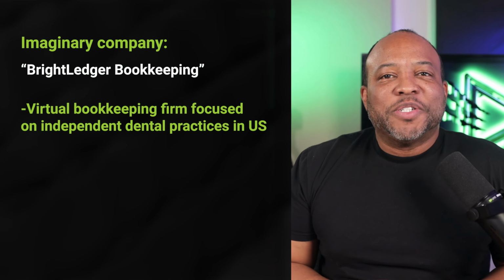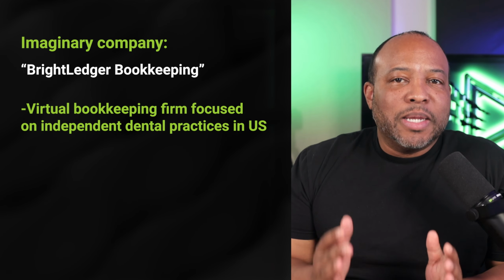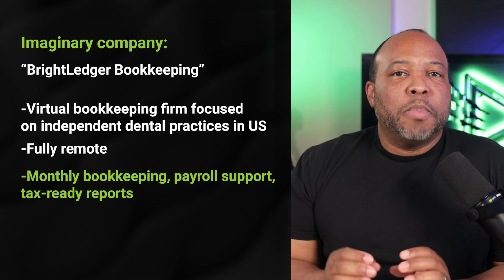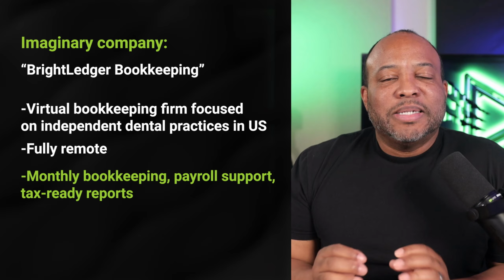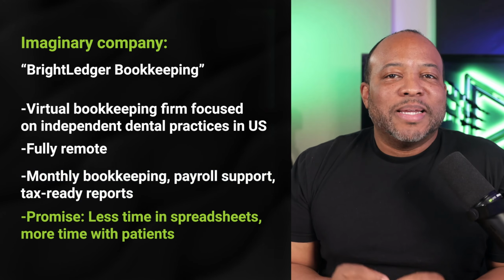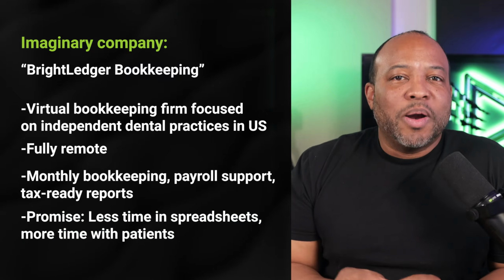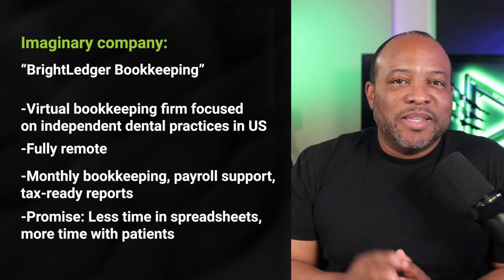To make this simple and easy to follow, we'll use an imaginary company as our example. Once you see the process with our example, you can then plug in your own business and run the same steps. Our imaginary company will be called Bright Ledger Bookkeeping. Bright Ledger is a virtual bookkeeping firm that focuses on independent dental practices in the United States. They work fully remote. They handle monthly bookkeeping, payroll support, and tax-ready reports. Their promise is that dentists spend less time in spreadsheets and more time with patients. This is our imaginary company we'll work with in this lesson.